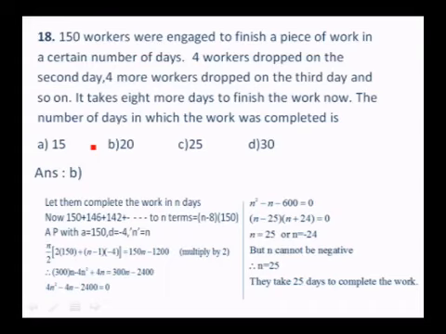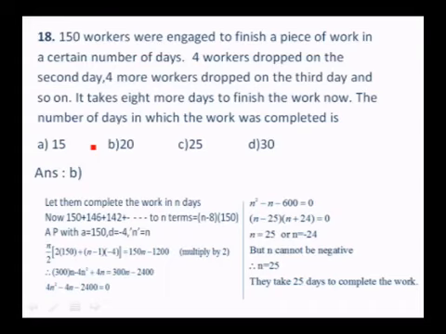is equal to 150n minus 1200. If you multiply by 2, you get 300n minus 4n square plus 4n is equal to 300n minus 2400. So we get a quadratic equation, n square minus n minus 600 is equal to 0.